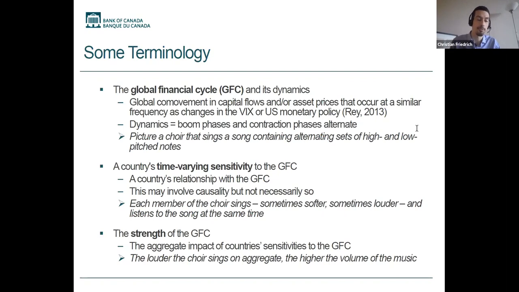And then the third concept of interest to understand this paper is the strength of the global financial cycle. So this is then the aggregate impact of the country's sensitivities to the global financial cycle. And going back to the choir example, this would be if the choir sings louder on aggregate, the volume of the music would be louder. So first important concept is the global financial cycle, its dynamics. The second important concept is the time-varying sensitivity, or the strength of the global financial cycle.